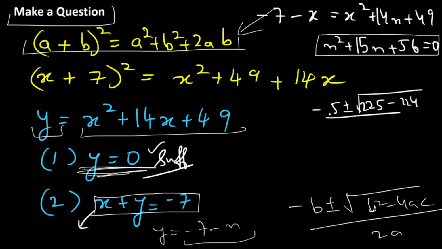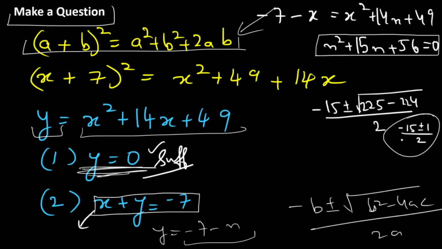I get minus 15, which is minus b, plus or minus root of b square, which is 15 square minus 4 into 1 into 56, which is 224, right? Divided by 2 into 1, which is 2. This part 225 minus 224 is 1. So root of 1 is 1 itself. So the solution becomes minus 15 plus or minus 1 by 2, right?